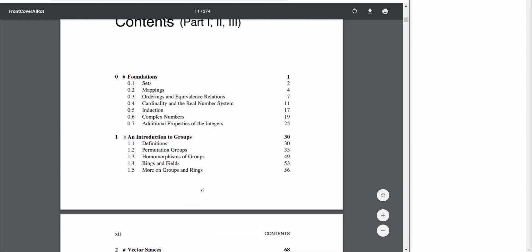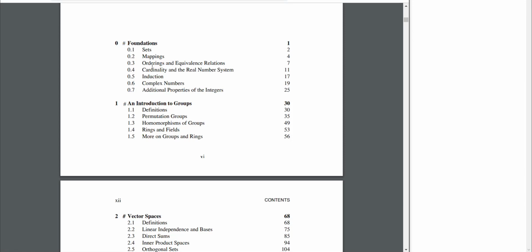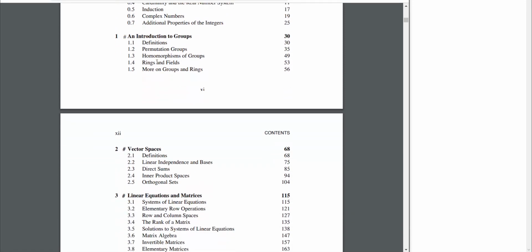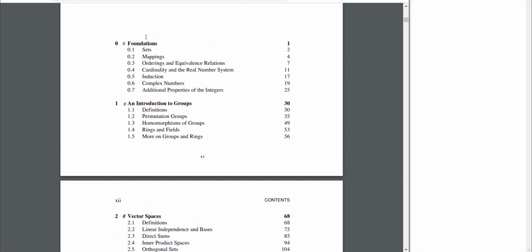So let's see what the foundation is all about. The first chapter has 7 sections, starting with sets, mappings, order, equivalence relations, and cardinality. I understand these terms might look a little bit complex. Looks like we've also got an introduction to groups. So we will basically start the actual stuff around chapter 2, and we can start off with the foundation now. I understand this is a bit slow paced, but the moment we pick up the rhythm, we will speed up quite well.